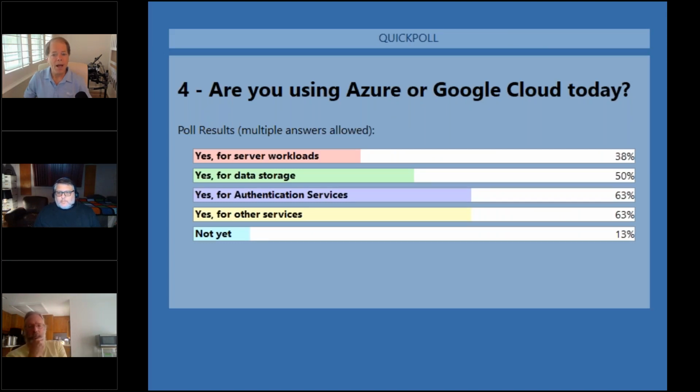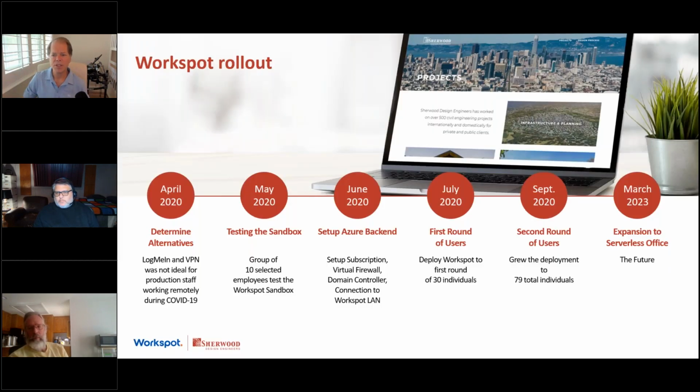So this is pretty similar. 63% auth, 50% are doing data. And by the way, when you talked about Panzura earlier, that's data management, doing file lock and sync and many other things that we can talk about more in a bit. And server workloads, and then only 13% not yet. Now they might be in Amazon maybe, because I did specifically ask Azure and Google Cloud. Those are the two clouds currently that Workspot creates an abstraction layer on top of and then leverages.